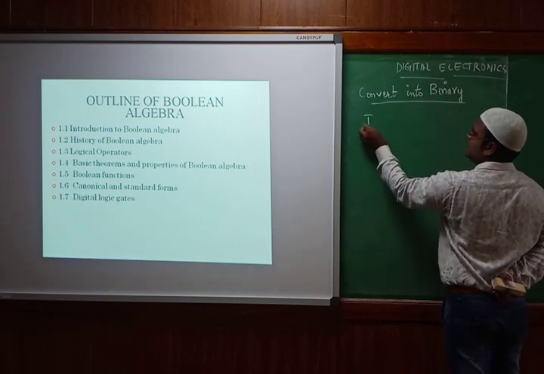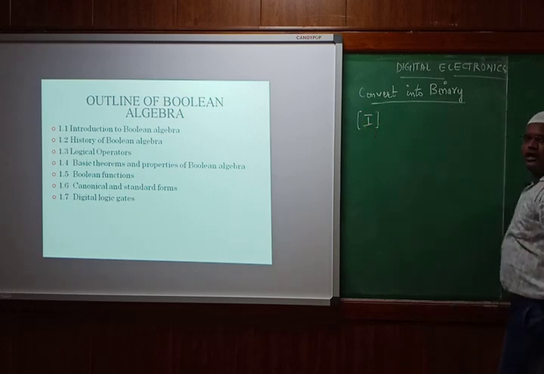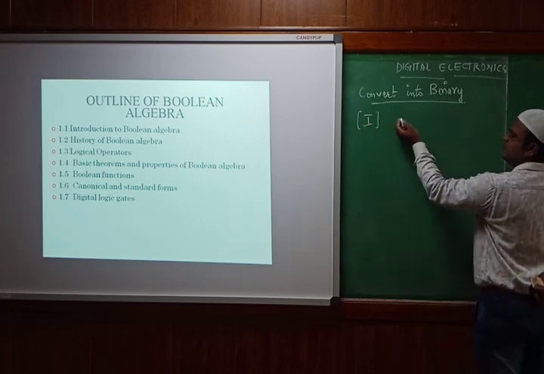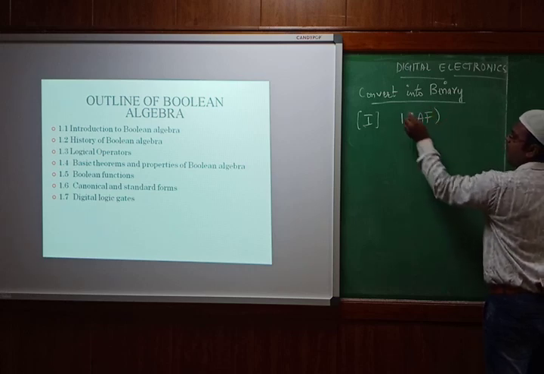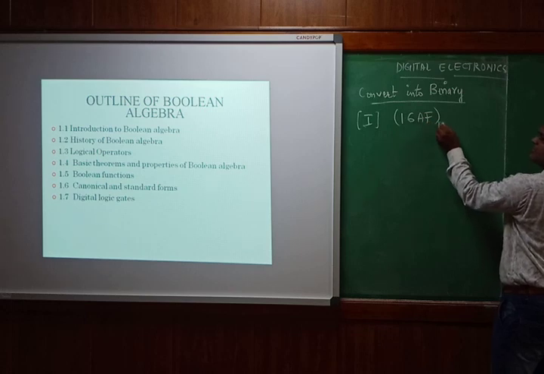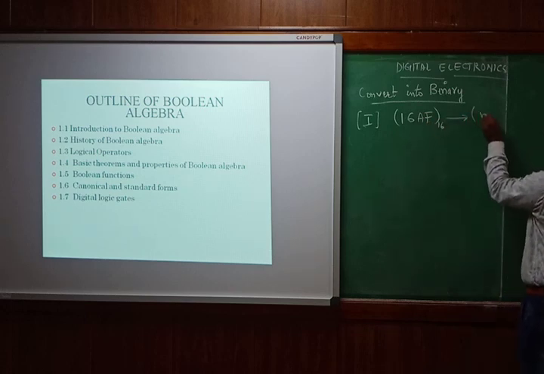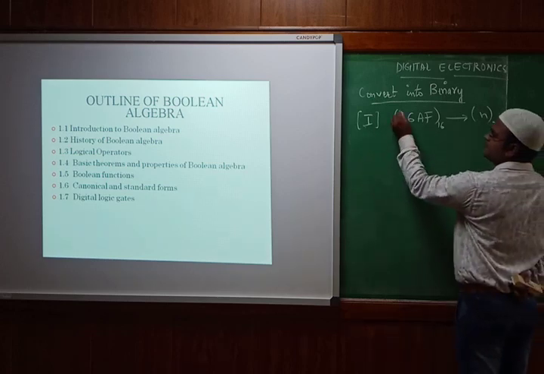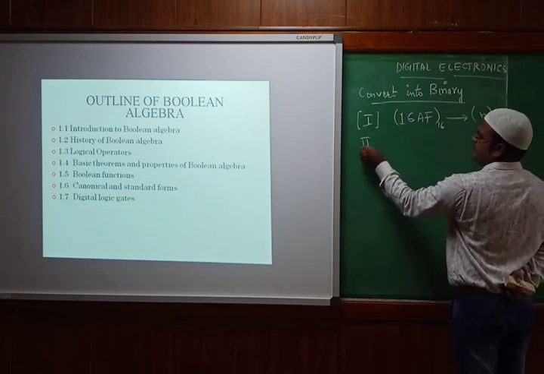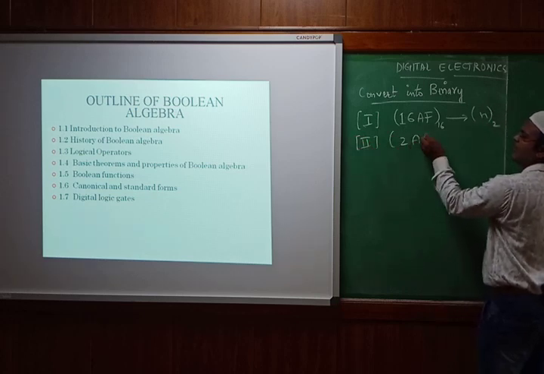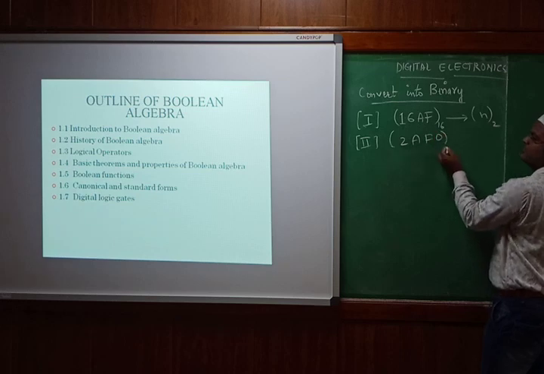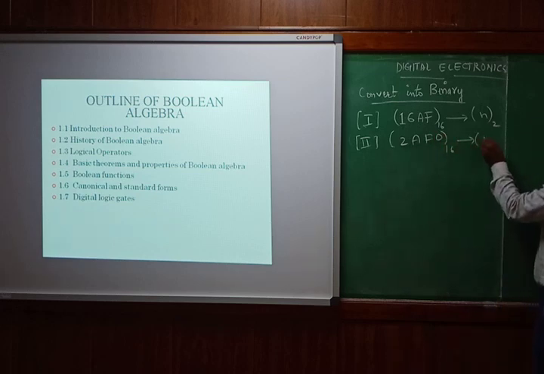First problem: by seeing the question, you have to work with respect to that specific number system. Suppose I have 16AF. Since it is AF, that means it is in base 16. So we have to convert that number into base 2. Next number, second part: 2AF0, that base 16 number we want to convert again into base 2.